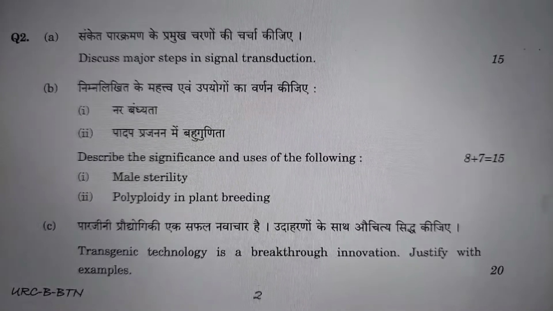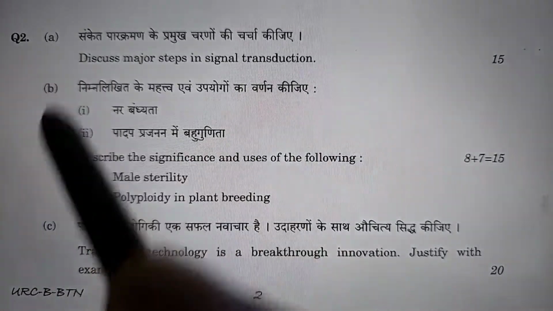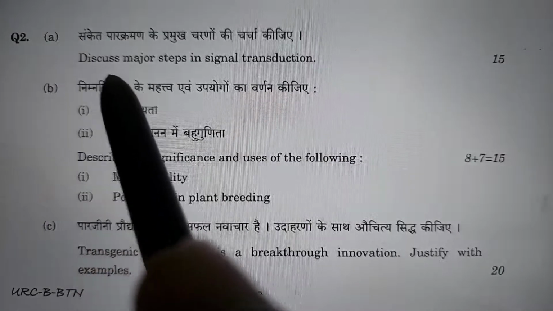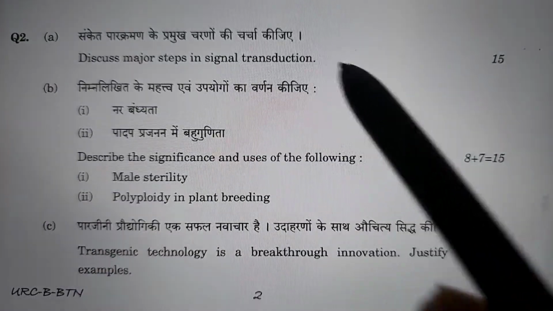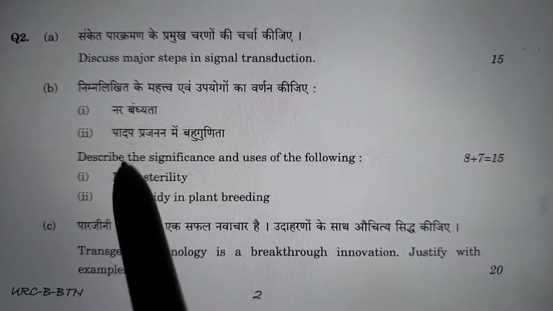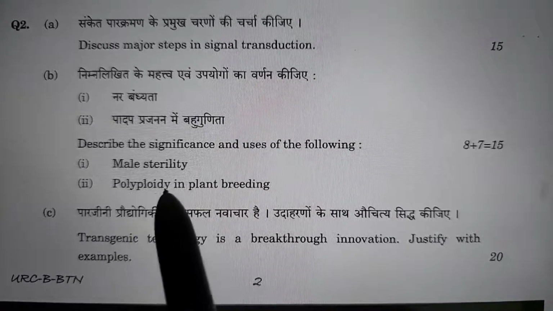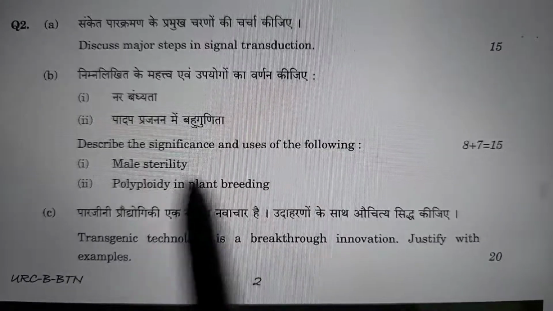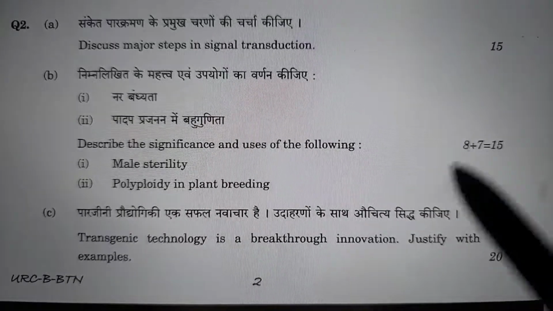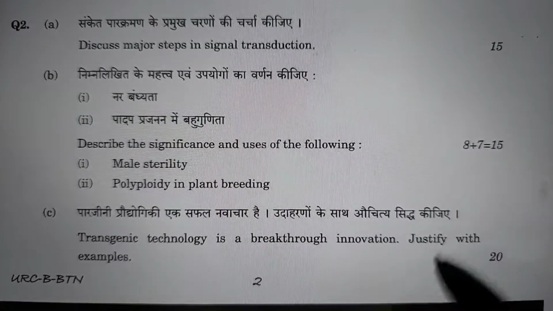Okay, the question number 2 has 3 options as well. So A, B, C. A is discuss major steps in signal transduction, 15 marks. Okay, the option B has 2 questions. One is male sterility and polyploidy in plant breeding. The male sterility has 8 marks and polyploidy in plant breeding has 7 marks.